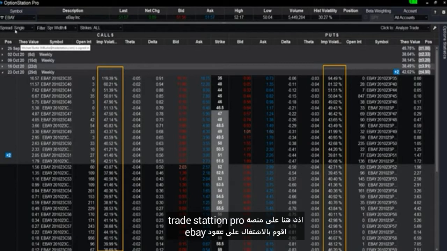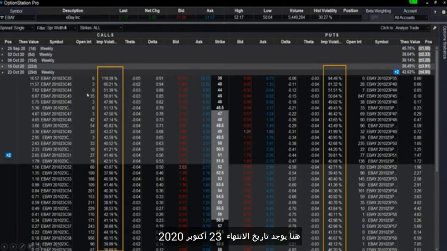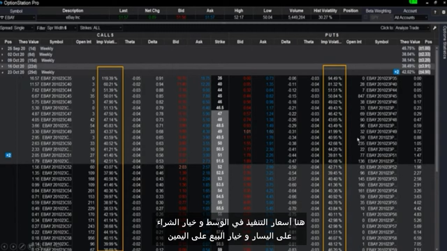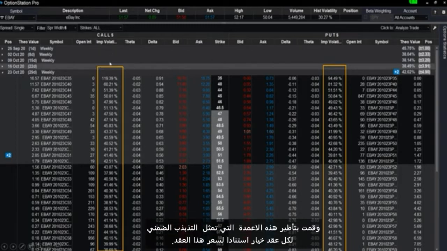So here, this is OptionStation Pro, and I'm looking at eBay up here. This is the October 23rd expiration. You see the strike price is running down the middle, calls on the left, puts on the right. And I've highlighted these two columns. This is the implied volatility for each option based on that option price.